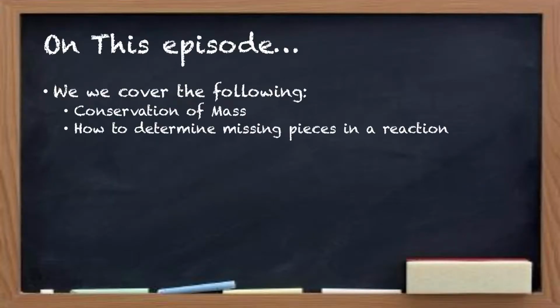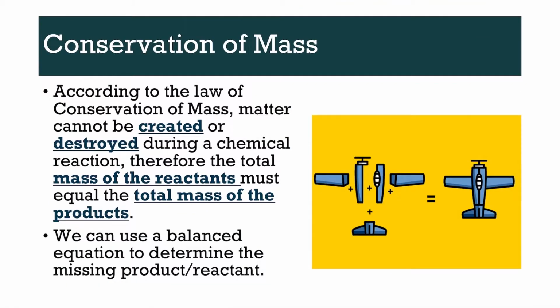So on this episode, we're going to review conservation of mass pretty quickly and apply that question to how to determine missing pieces within a reaction. Remember from our balancing video, conservation of mass says nothing can be created or destroyed during a chemical reaction. So what you start with is what you end with. It's just rearranged in a different manner.